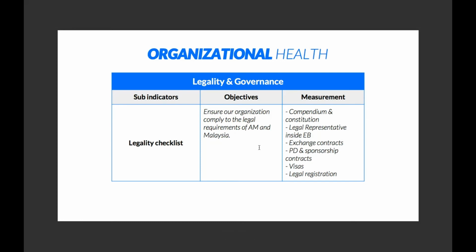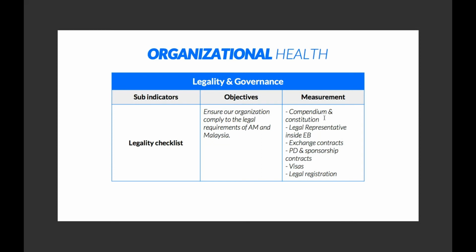So the last one is legality and governance. The legality checklist is to ensure that our organization complies with the legal requirements of Malaysia. The measurements that we have are compendium and constitutions, legal representative inside the EB, exchange contract, PD and sponsorship contract, visa, and legal registration. What compendium means is that your LC should make sure you have your own local compendium, and you also have a legal representative inside the EB who is responsible for all legal matters and also represents you if anything happens in your legality.